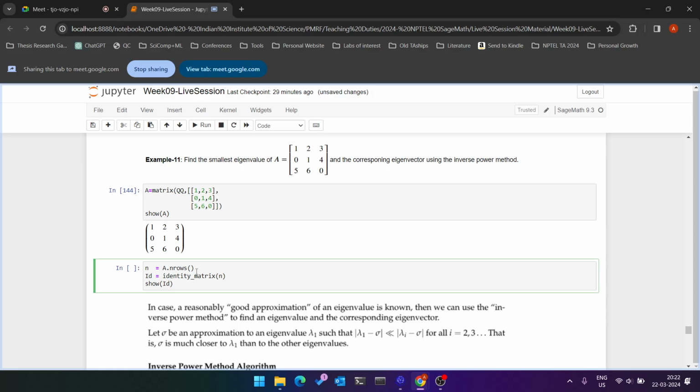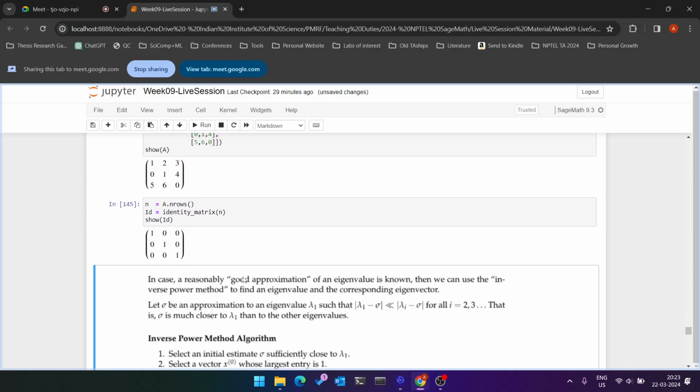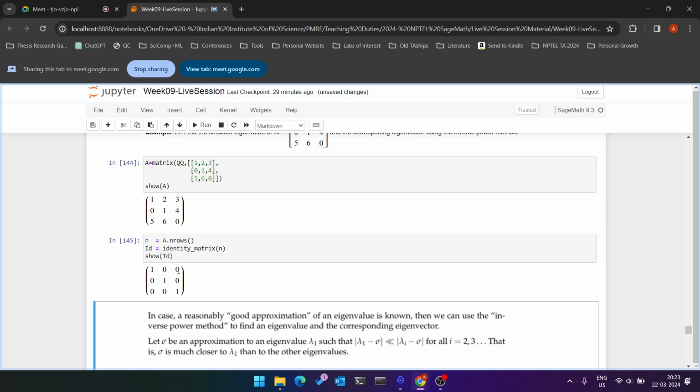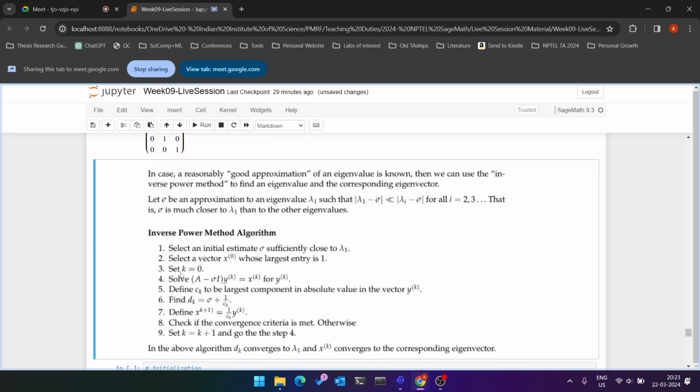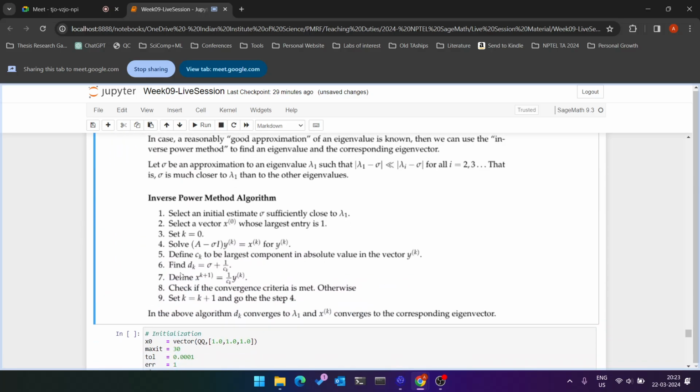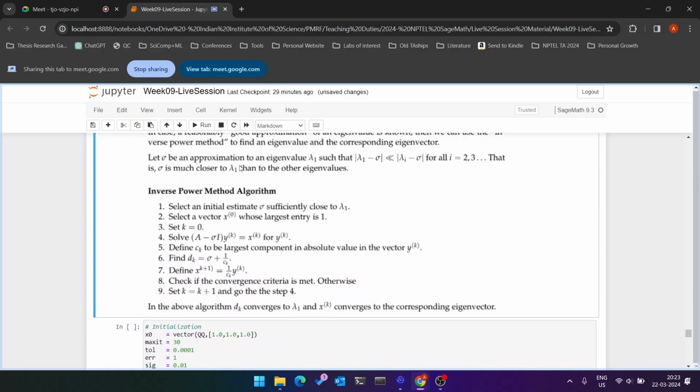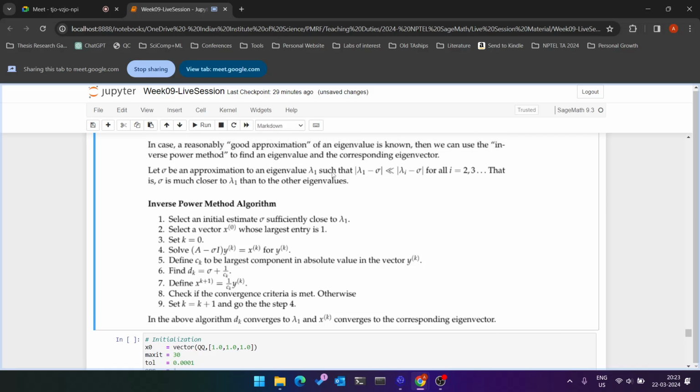So first we find the identity matrix associated with it. Since A is 3 by 3, I3 is the identity matrix. And the inverse power method algorithm is as follows. Let sigma be an approximation to the eigenvalue lambda 1, which is the smallest eigenvalue, and sigma be closer to lambda 1 than any other lambda. So sigma is much closer to lambda 1 than to other eigenvalues. Then we invoke the inverse power method.